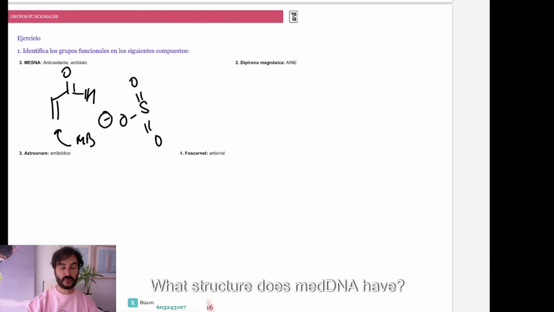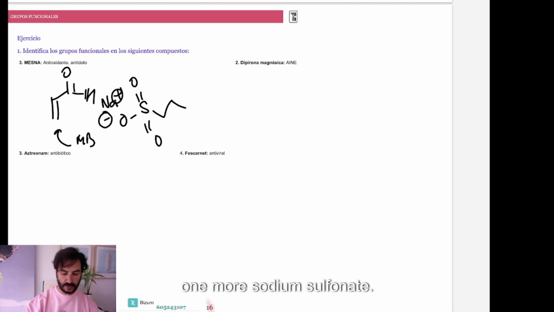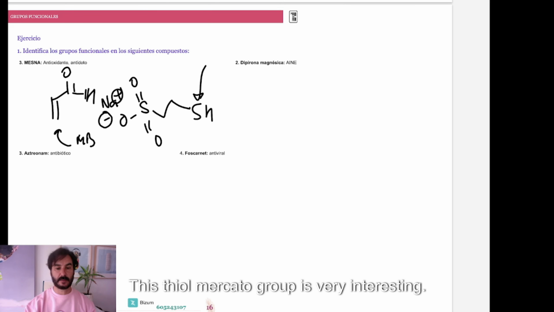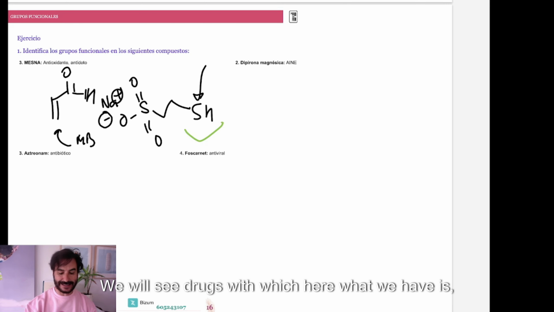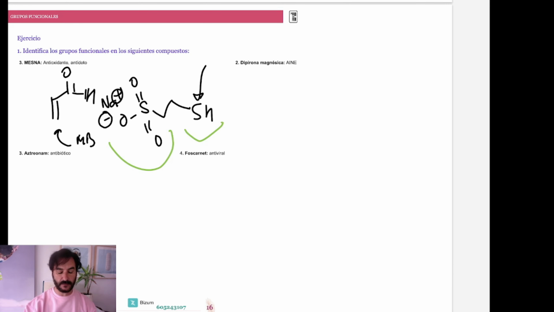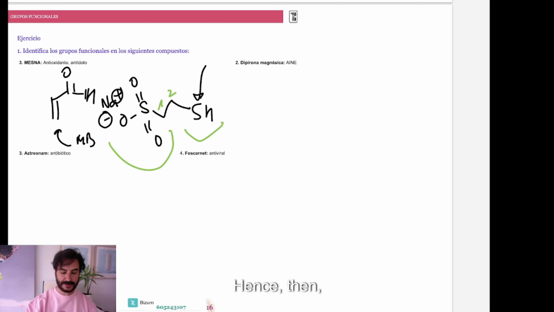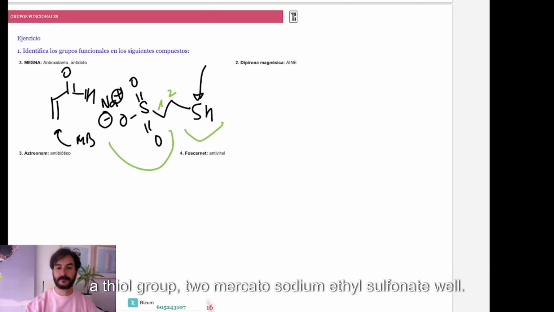What structure does Mesna have? Because Mesna has a sulfonic group in salt form, a sodium sulfonate, an ethyl and a mercapto group. This thiol mercapto group is very interesting. We will see drugs with which, as I tell you, a thiol group is going to detoxify, and a salt of a sodium sulfonate group. Hence the name: if we number them, 1, 2, the mercapto is a mercapto group as a secondary function. A thiol group, 2-mercaptoethane sodium sulfonate.